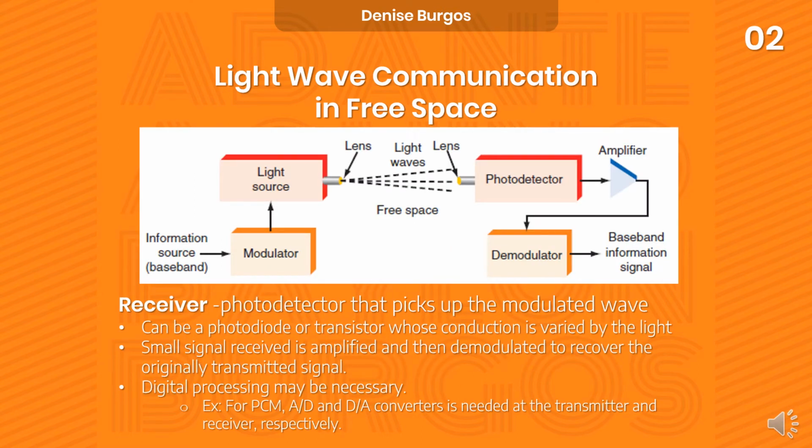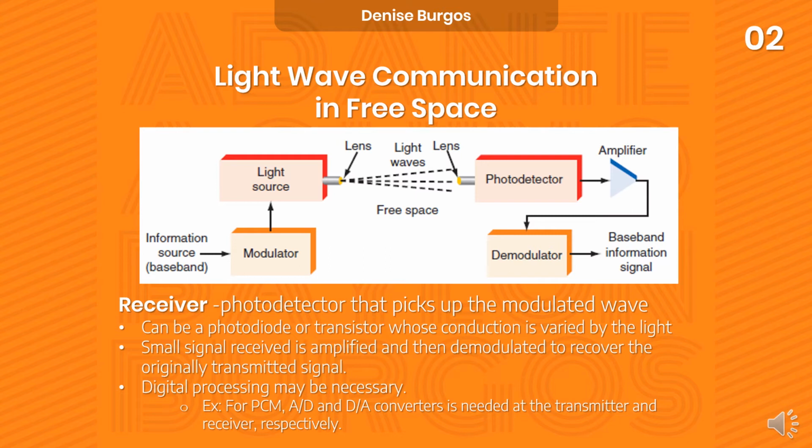The receiver is a photodetector that picks up the modulated wave. It can be a photodiode or transistor whose conduction is varied by the light. The small signal received is amplified and then demodulated to recover the originally transmitted signal. Digital processing may be necessary.